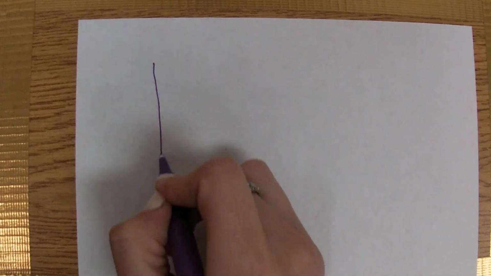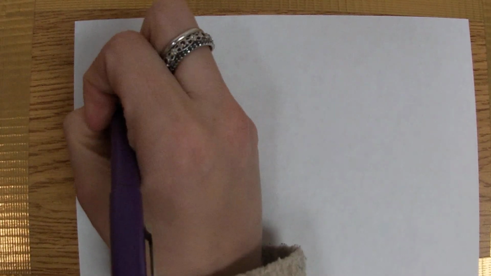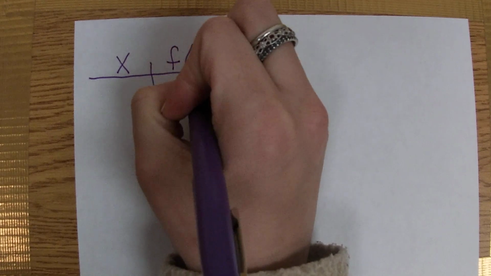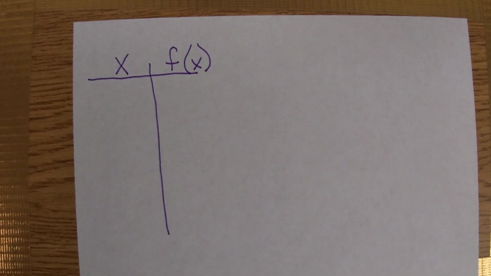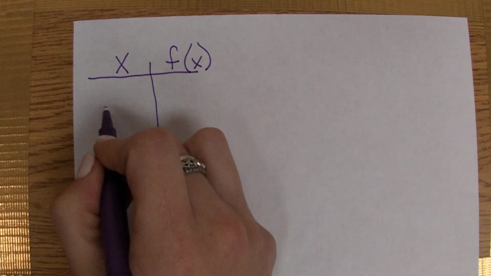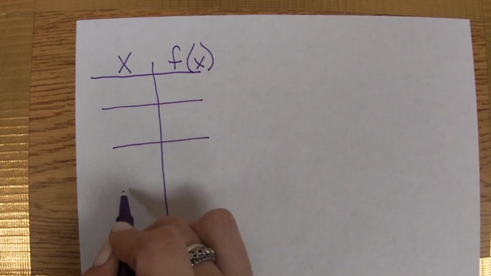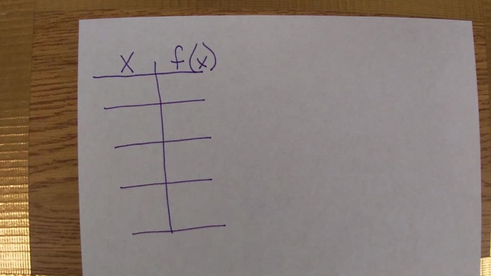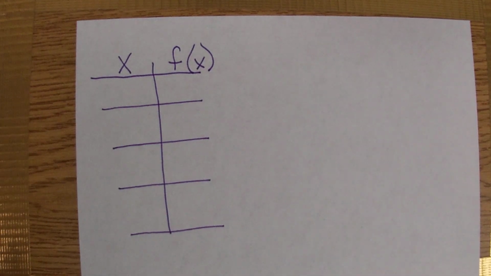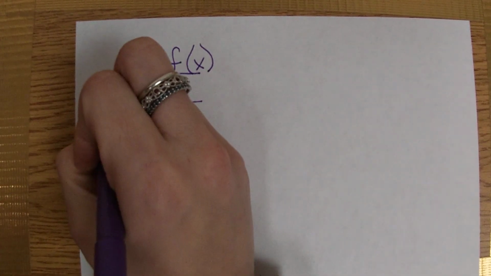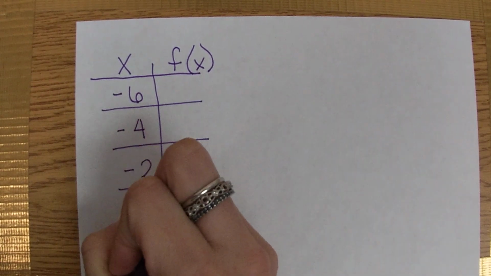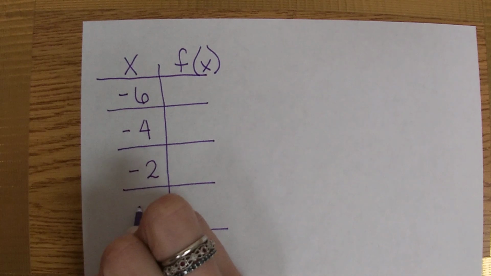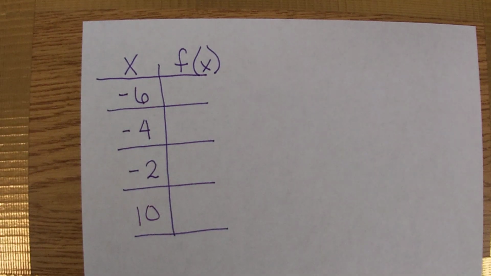We also said that we could write equations of lines if we were given a table to start with. Our table might be labeled with x comma y, but our table might also be labeled with x and f of x. This f of x here was the same thing as y. So let's do some input values of -6, -4, -2, and 10, why not?